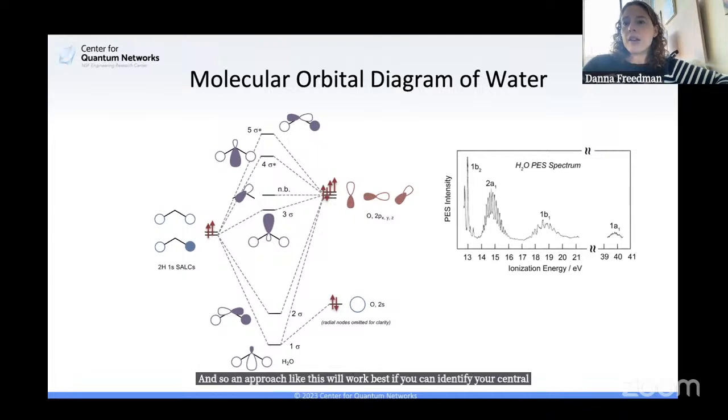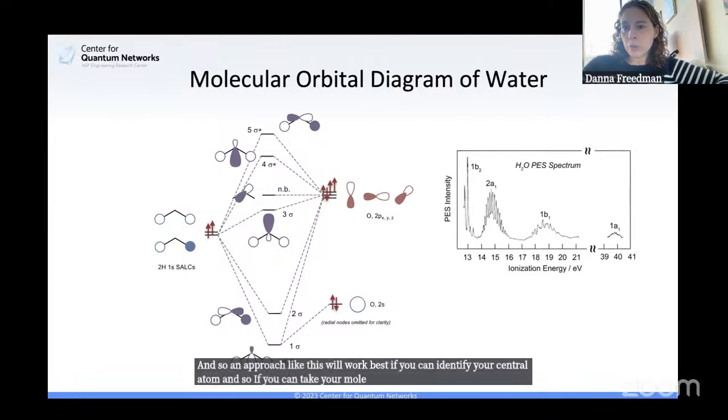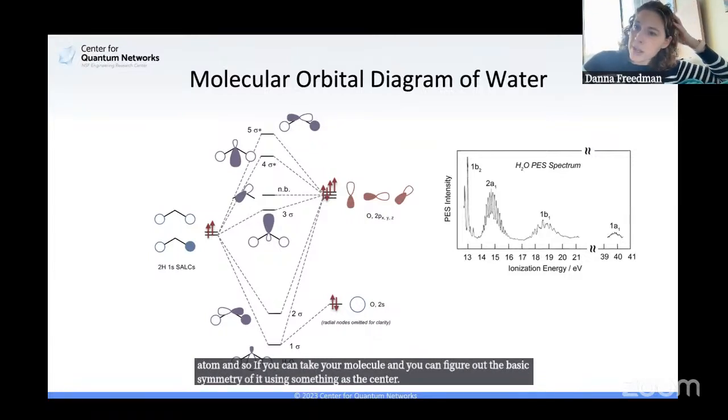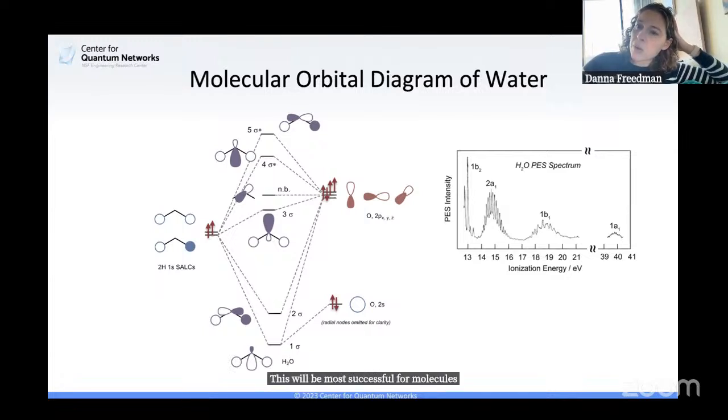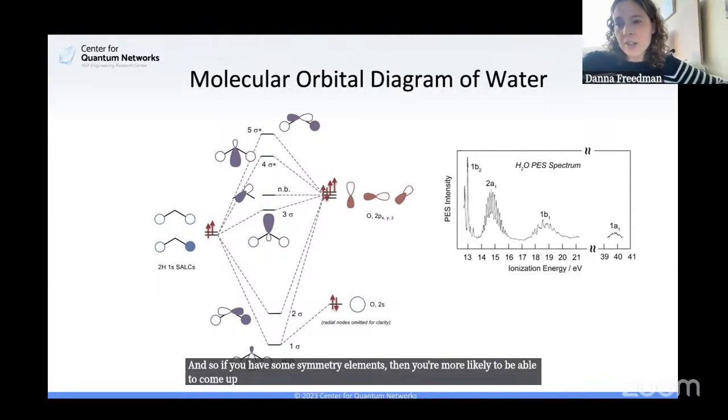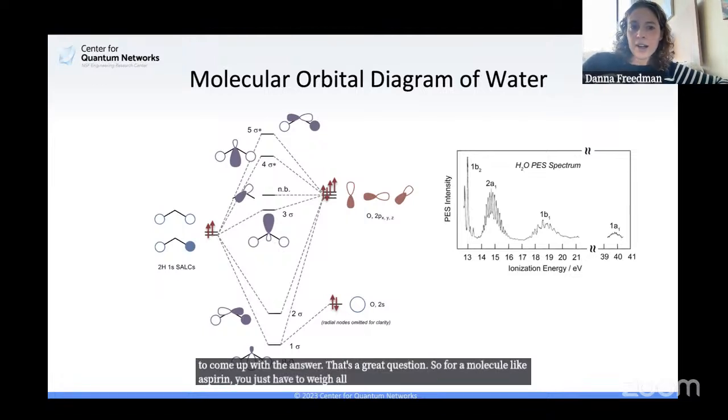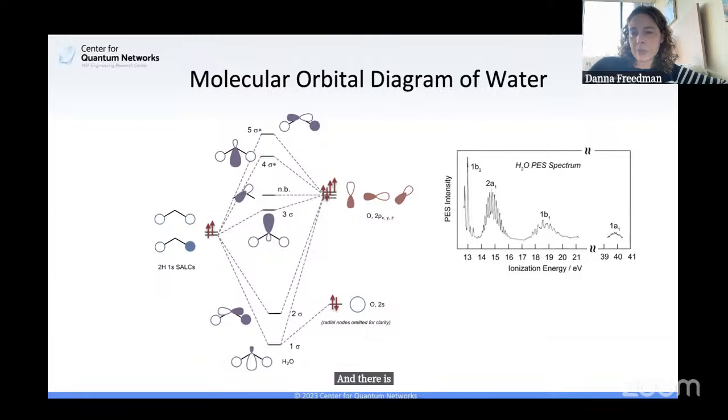And so if you can take your molecule and you can figure out the basic symmetry of it using something as the center, this will be most successful for molecules where you have some symmetry elements to it. And so if you have some symmetry elements, then you're more likely to be able to come up with the answer. That's a great question. So for a molecule like aspirin, you just have to weigh all your orbitals together. And there is no way to develop a symmetry adapted linear combination of your orbitals. And aspirin, David, does aspirin have any symmetry elements? It doesn't, right?